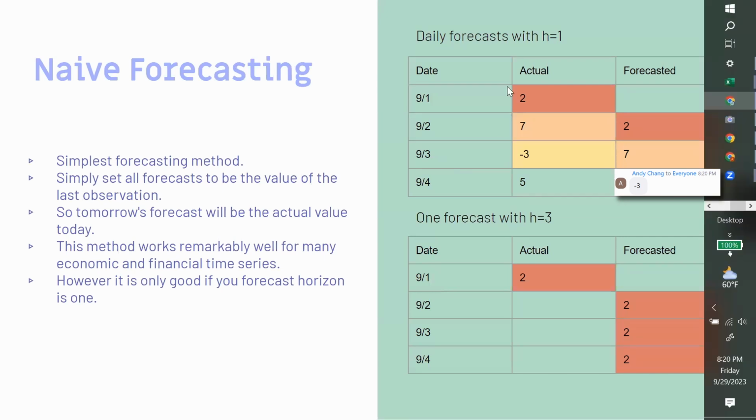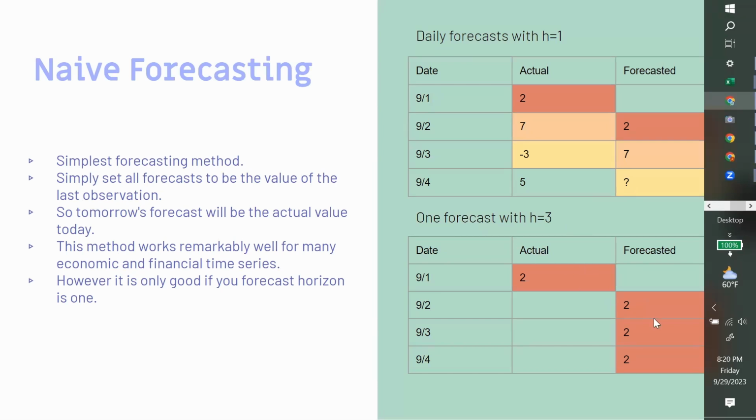Yeah, perfect. Great job, Andy. Yeah, it's just -3. I know this sounds very simple, and it is very simple, but in very small increments, especially when the data doesn't change as much, this might end up being the best forecast.